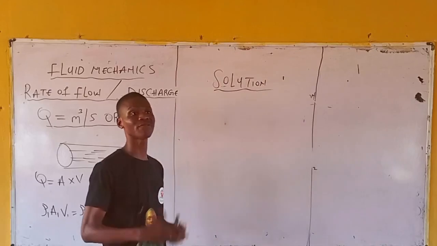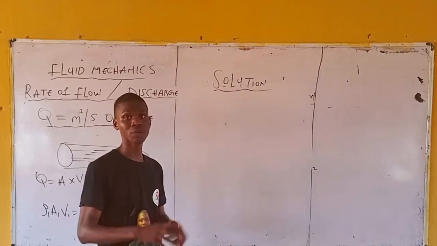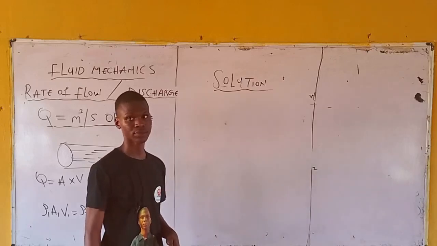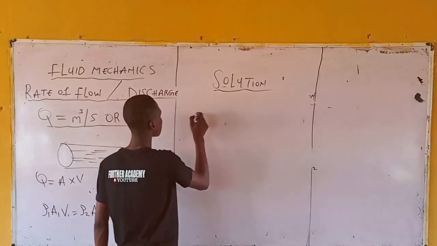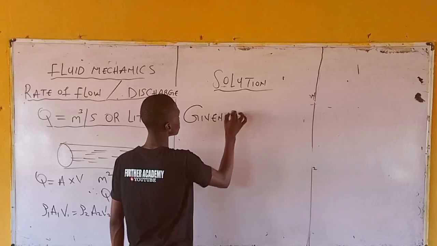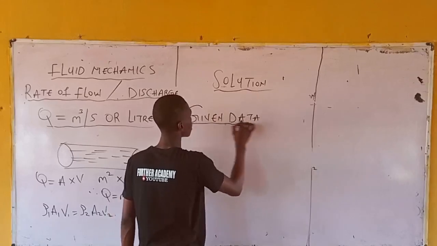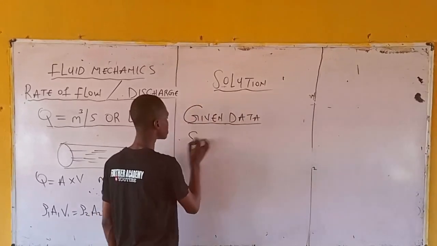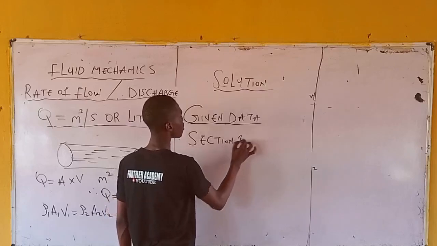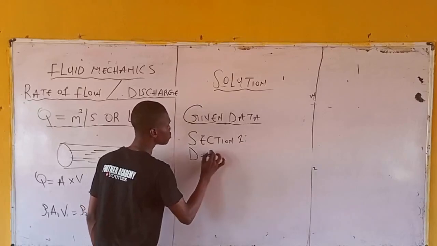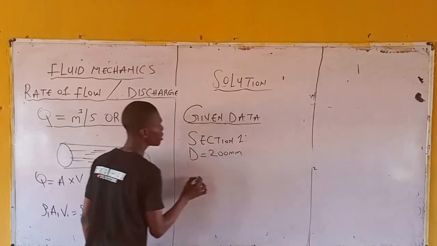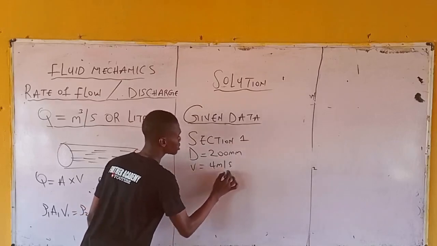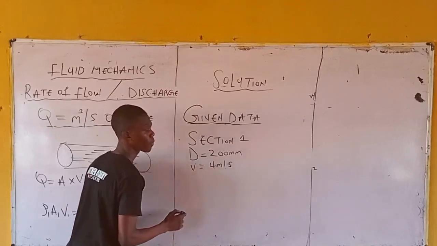Solution: it is always advisable to draw your question, represent your question diagrammatically, meaning draw a diagram for your question. Now, the given data. Clearly from that question, I have section 1 and section 2. For section 1, the diameter D is given to be 200 mm, and the velocity is given to be 4 meters per second. Is that all? Yeah. All right.